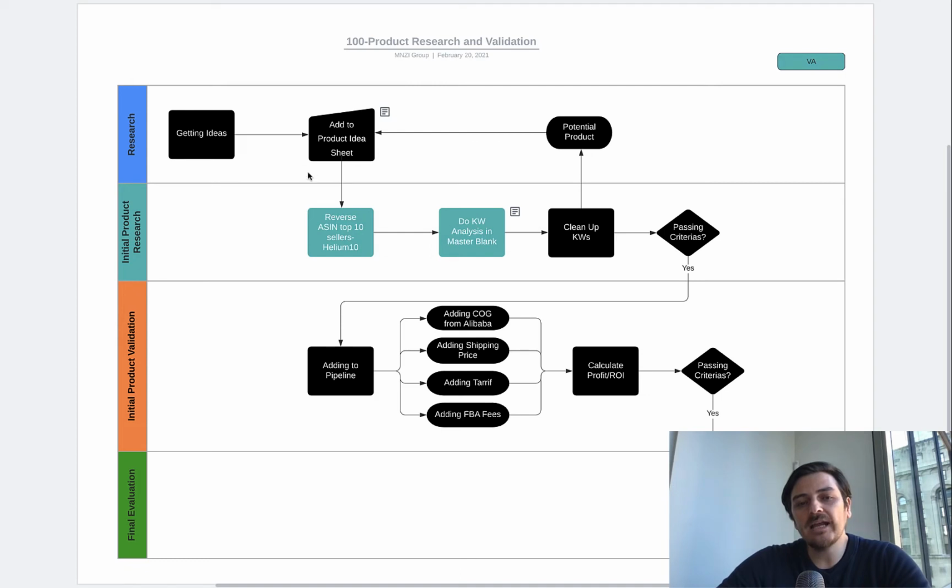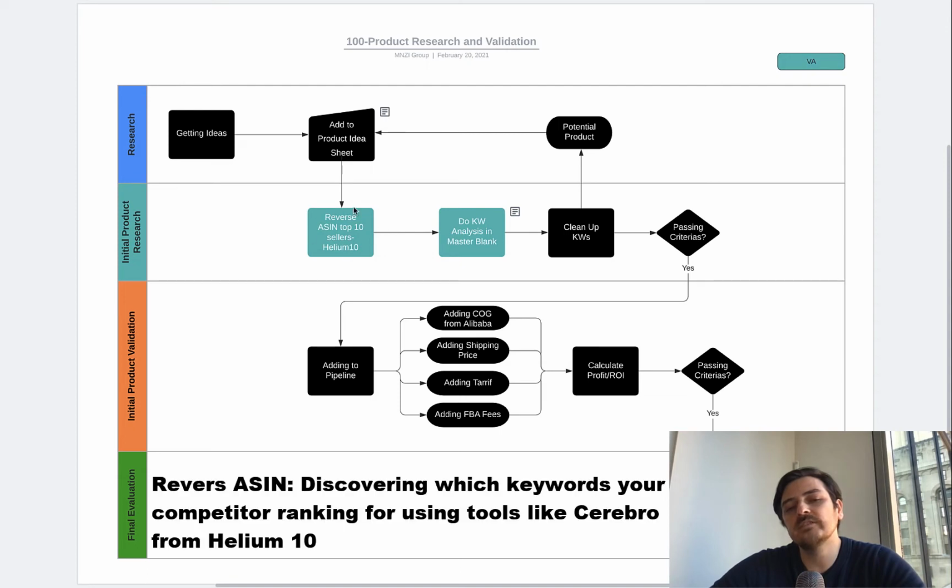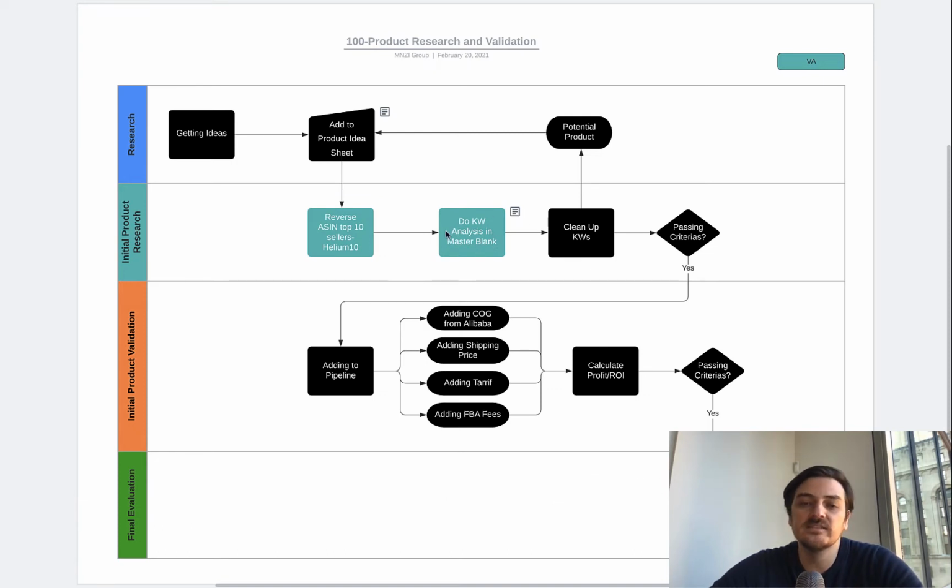So when you have the idea, the next step will be done with my VA. As you see, these colors are related to my VA and they are the tasks that my VA is doing. So he will do the reverse ASIN and prepare the keyword analysis for me. As you see, again, I have a note here about what's happening. This is a Google Sheet with macro. We will get back to it and I will show you what that is.